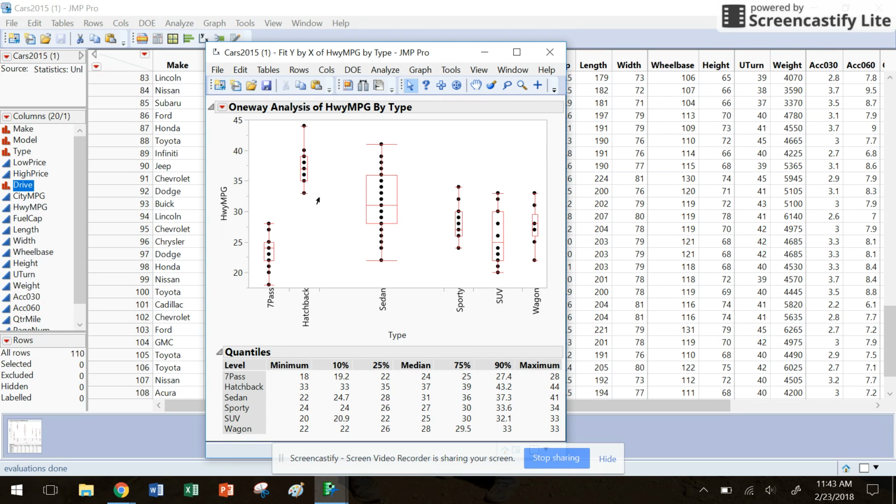Okay. But the graph, I guess, the picture is worth 1,000 words, so we can get a good insight into what patterns there are. For instance, the sporty cars, SUVs, and wagons generally have kind of similar distributions. The sedans show a lot of variability. They're all over the place. And then, like we discussed, the hatchbacks are pretty consistently high values, whereas the 7 passengers are consistently low values.